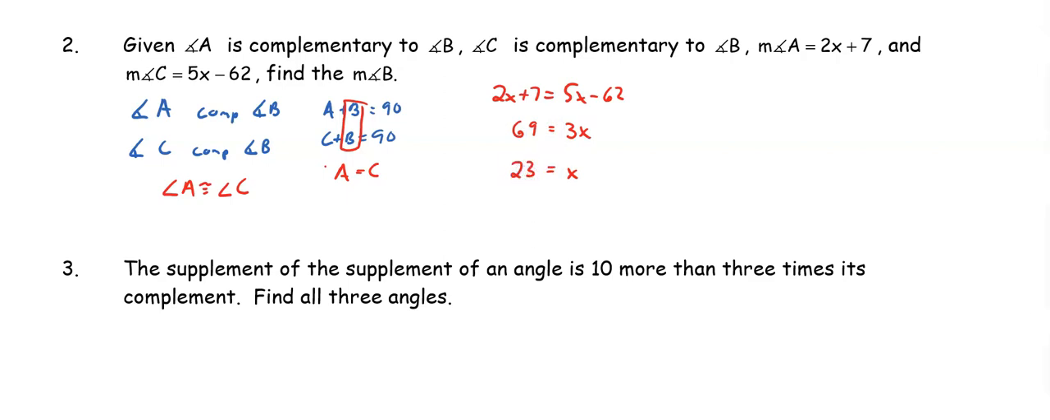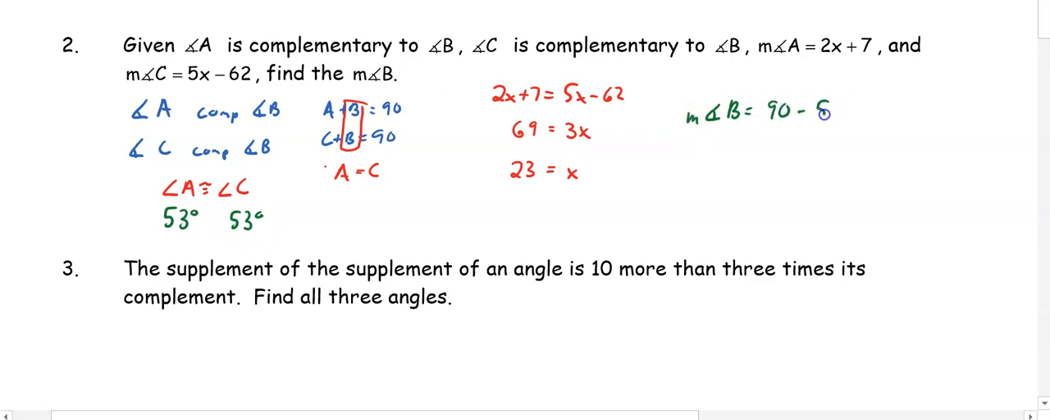So now that we know x is 23, we can substitute in to get our angle B. We can do that by finding what angle A and C are equal to. Because they're equal, we can just plug into one angle. So 2 times 23 plus 7 means that each of these angles is 53 degrees. So angle B is going to be equal to 90 minus 53, which is going to get us 37 degrees.